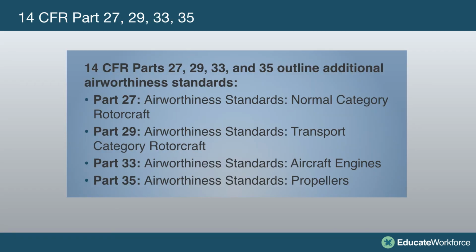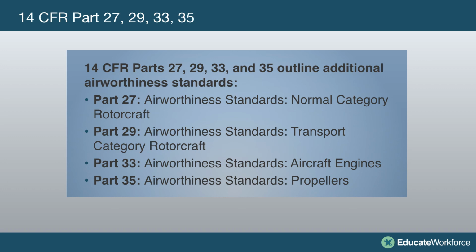14 CFR Parts 27, 29, 33, and 35. We're going to continue on to Part 27, which is airworthiness standards for normal category rotorcraft. This regulation deals with small rotorcraft or rotor wing aircraft and is very consistent with Part 23, limiting passenger seating to 9 or less and a maximum certified takeoff weight of 7,000 pounds. It contains the same 6 subparts as identified in Part 23 and is going to provide the details for developing the aircraft.